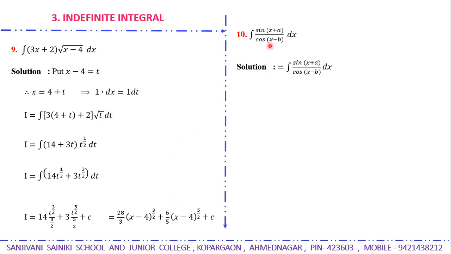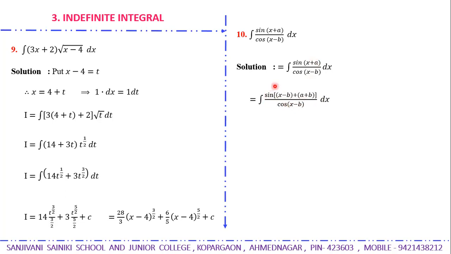Now sin(x + a) upon cos(x - b) is the integral that we have to find out. So what we will do is add and subtract b in the numerator: sin(x - b + a + b). So we add b and at the same time subtract b, so that they cancel each other and I get x + a only.